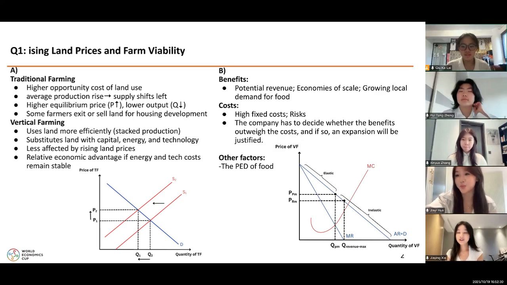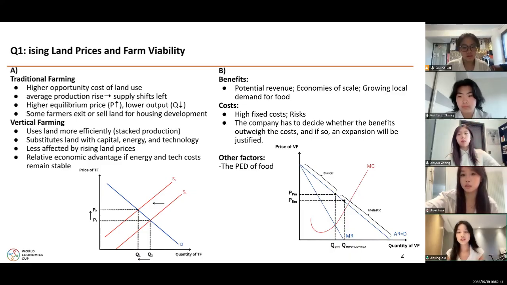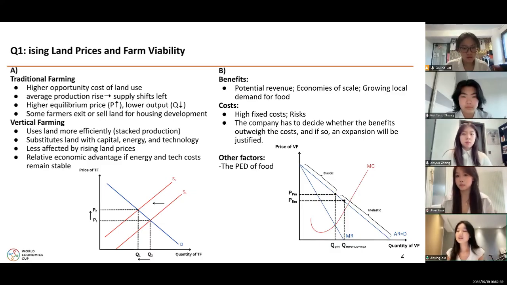As the price for land increases, the opportunity cost of using land for traditional farming rises. This raises average costs and causes the industry supply to shift left, as traditional farmers may exit or sell land for residential development, leading to higher prices and lower output. In contrast, vertical farms use less land and substitute towards capital, energy, and technology, so the production costs are less sensitive to land prices. Hence, the relative economic viability shifts towards vertical farming as long as it maintains stable energy costs and efficient technology.